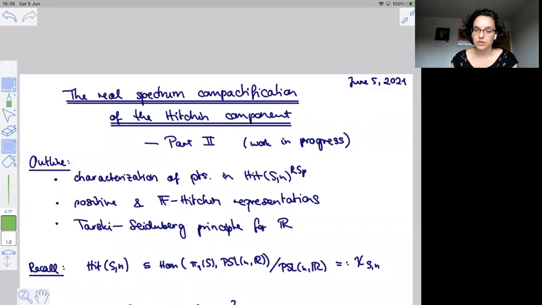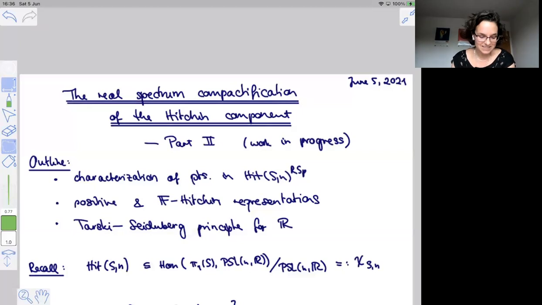In order to do so, we need to define what are positive and F-Hitchin representations. And for understanding this characterization, we will use something that is called the Tarski-Seidenberg principle. And this is a really cool tool that we will see later, even in an application.